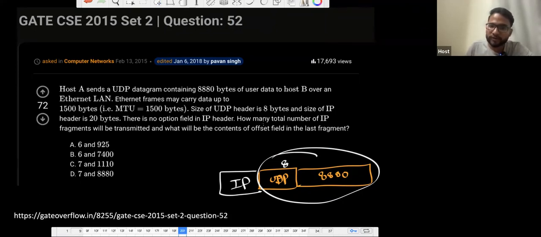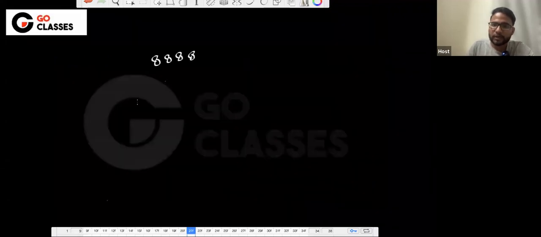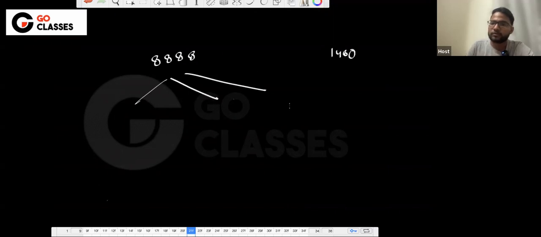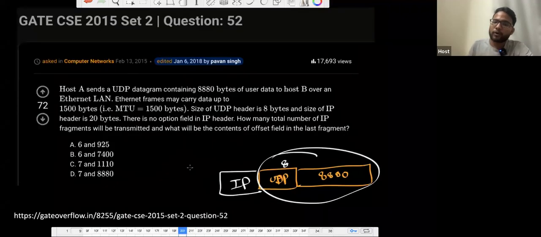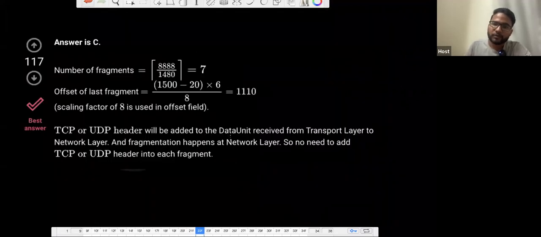And then there is no option field, so the IP header is 20 bytes. What you need to do is divide 8888 by 1480. Just do this and get the answer. See here, this is 8888, this is 1480. There will be 7 fragments, and then you can find the fragment offset for the last fragment. That's an easy question. The UDP header will be added to the data unit. I hope you understood this question. They've asked the total number of IP fragments that will be transmitted and also the offset for the last fragment. If there are 7 fragments, then for the offset of the last fragment you need to multiply by 6 only.